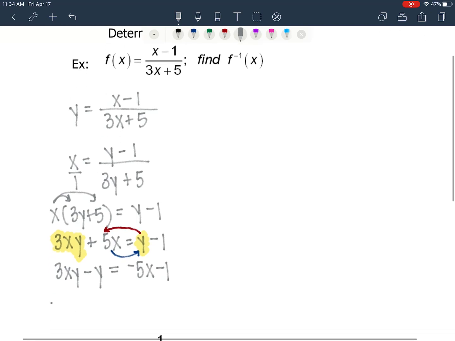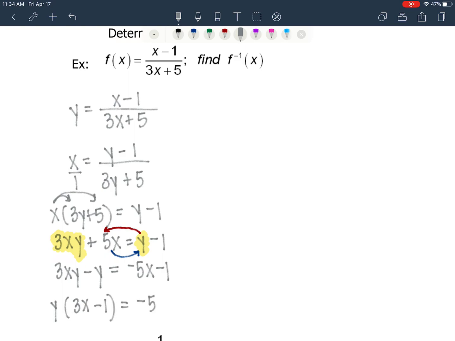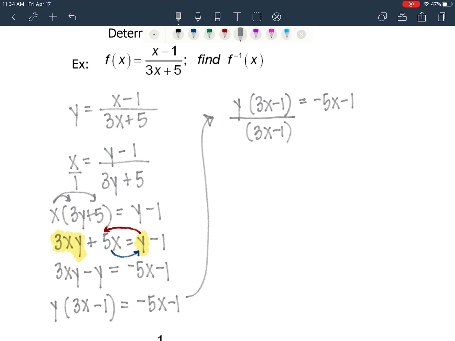Now I'm going to factor out that y, which is going to give me 3x minus 1. And I'm going to be able to solve for y. Let me rewrite this. Y times (3x minus 1) equals negative 5x minus 1. I'm going to be able to solve for y by dividing both sides by 3x minus 1. Now this is almost our answer.